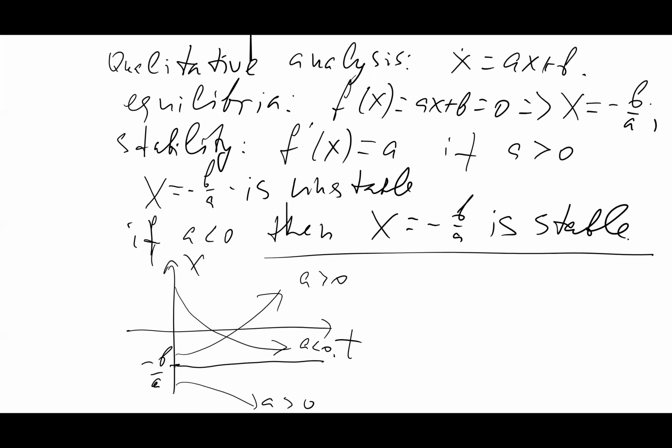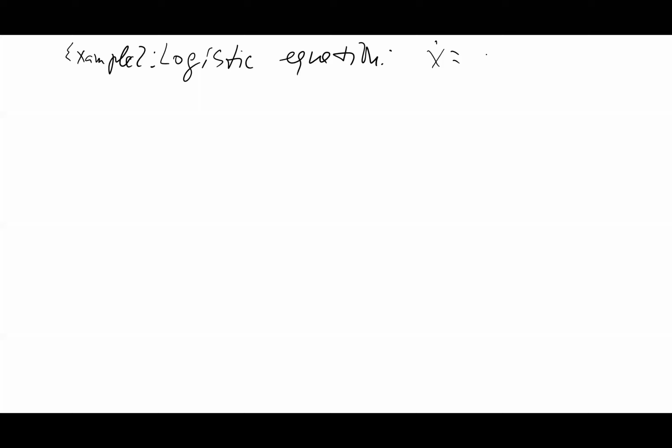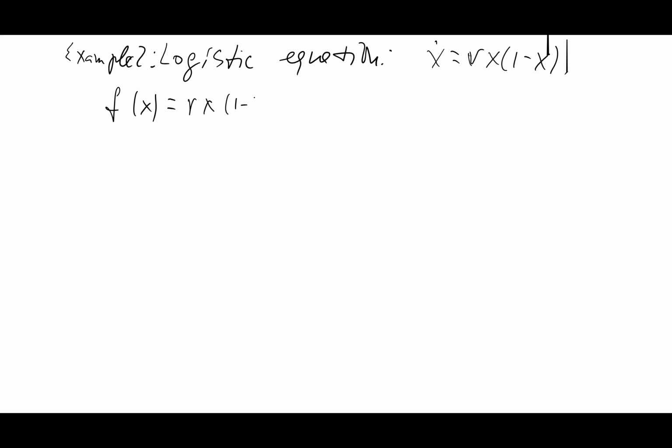Okay, so this was warming up, and now we will consider the logistic equation. So this is an example: the logistic equation. The logistic equation is quadratic. x dot equals, we will keep the same notations as before for the parameter, r x times 1 minus x. So our function which defines our flow is r x times 1 minus x.